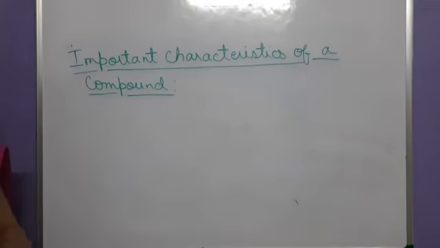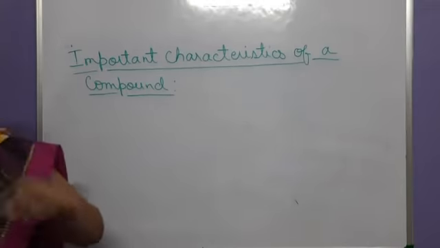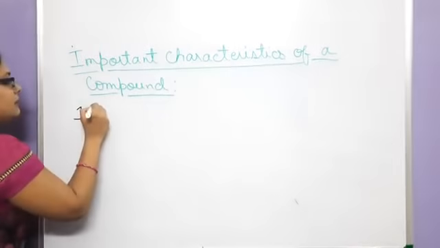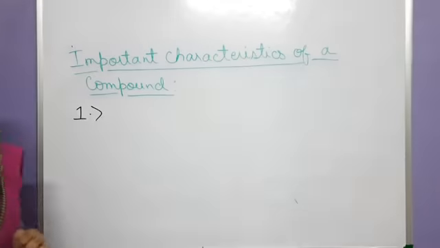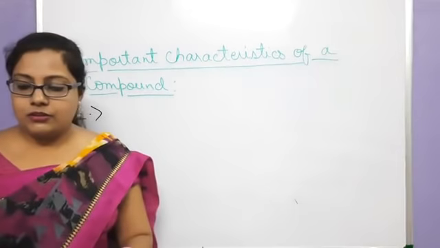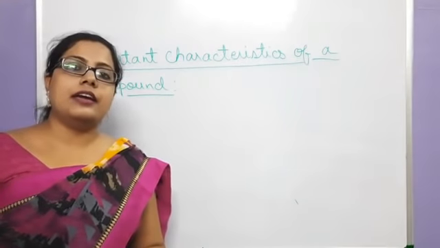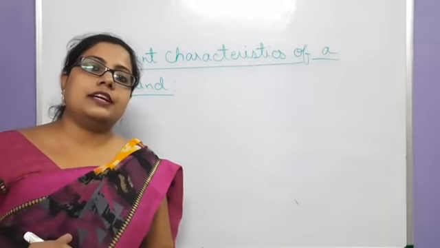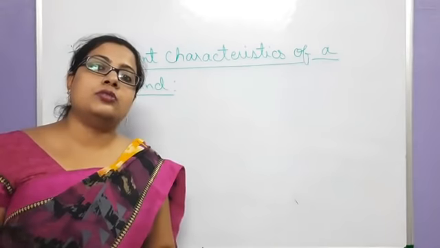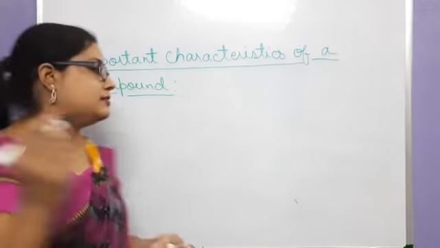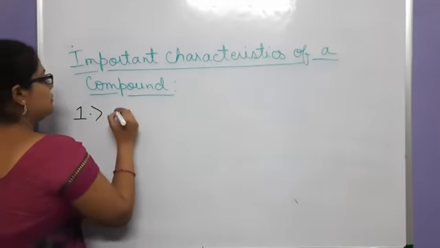Okay, so some of the important characteristics are, first, a compound can be split into its constituent elements by chemical means. A compound can be split into its constituent elements only by chemical means but not by physical means. The first characteristic is what?